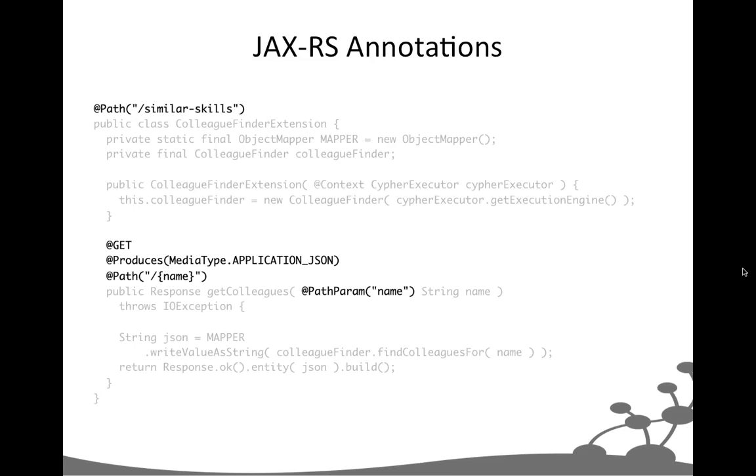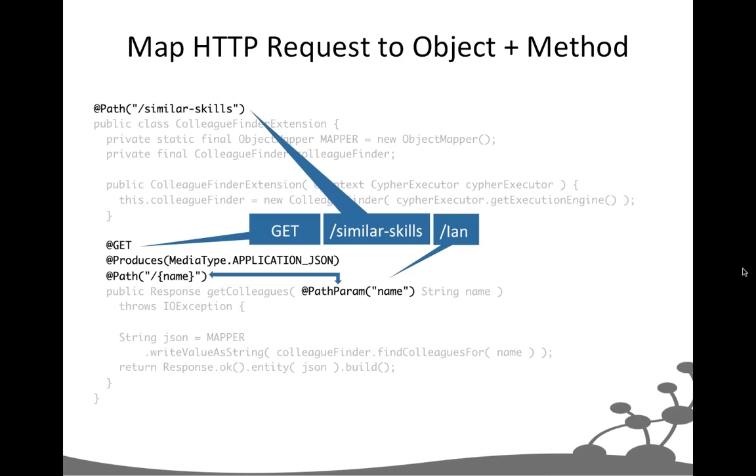So all unmanaged extensions use these things called JAX-RS annotations. JAX-RS is just a Java programming API that allows you to create RESTful resources. These annotations effectively map particular parts of the HTTP request to instances of your object and particular methods in your object. Okay. So the path annotations here are mapping particular parts of the URI space to our unmanaged extension. So our unmanaged extension is going to be hosted at URIs that begin /similar skills. So any HTTP requests directed to the server that begin /similar skills will be directed to an instance of this unmanaged extension.